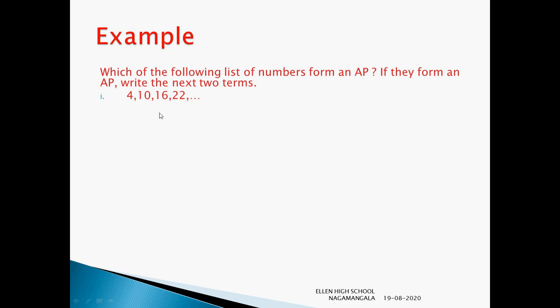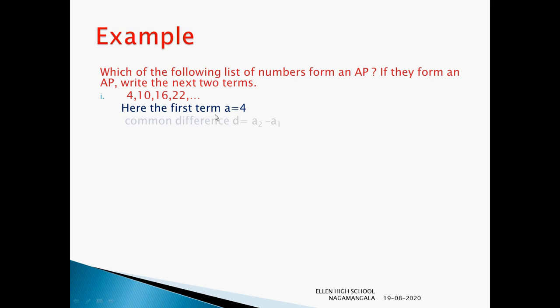See the question: 4, 10, 16, 20. This is the sequence given. What do we have to find here? We take the first term a, and we have to check the common difference. If the common difference is the same, it is in AP. If the common difference is different, it is not in AP.